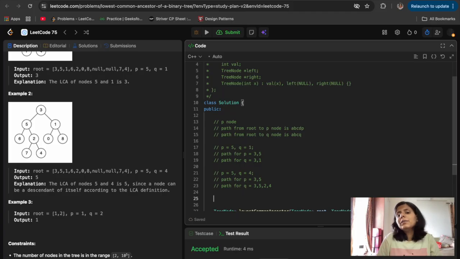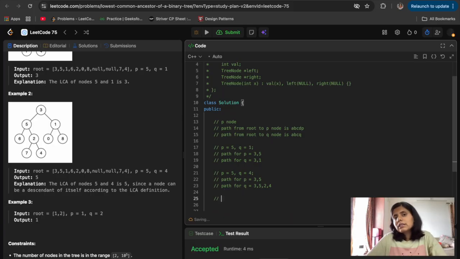Every time, do I need to take the path list for both nodes, check for the common nodes, and return the last common node? I can do that, but as we are storing the paths, it will take extra space, right?